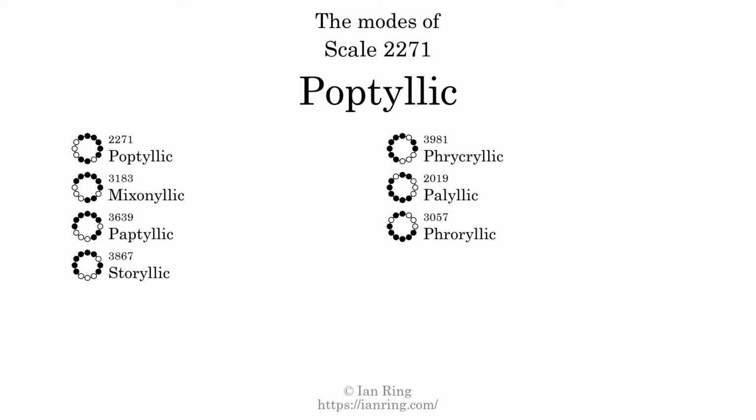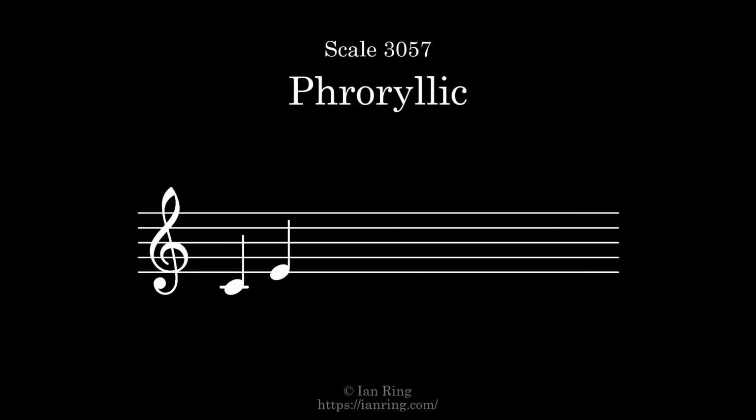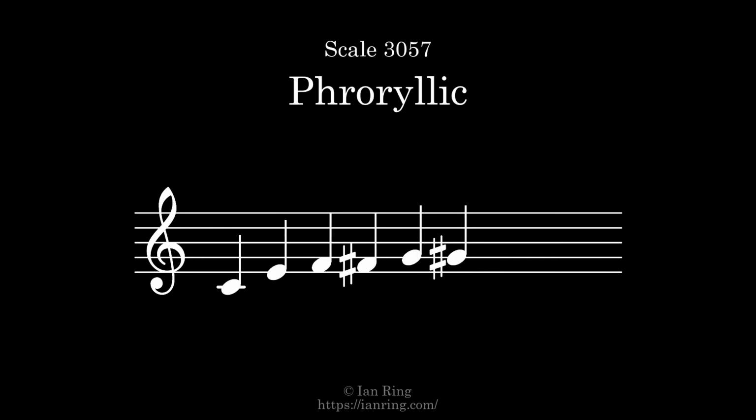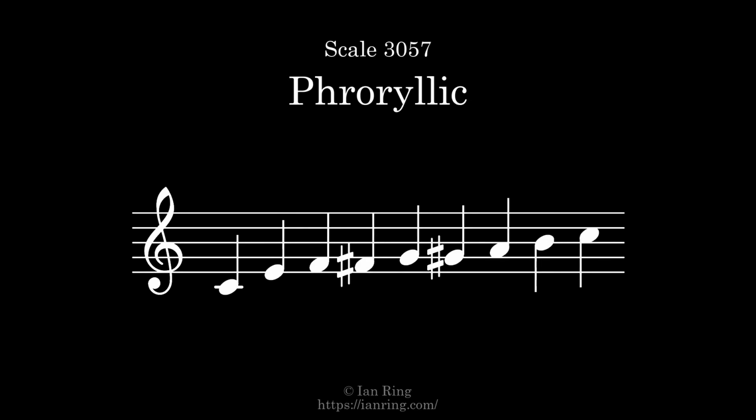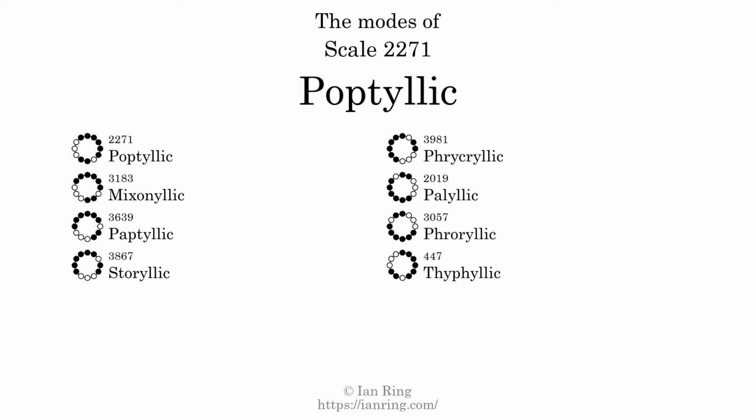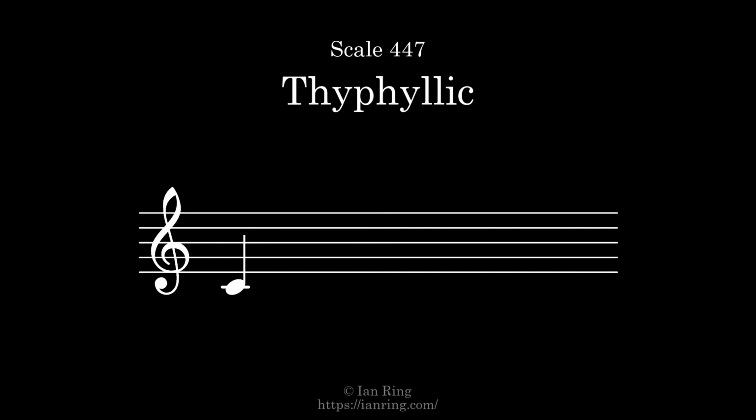The seventh mode is scale 3057, also known as Cyrillic. It sounds like this. The eighth and last mode is scale 447, also known as Poptyllic. It sounds like this.